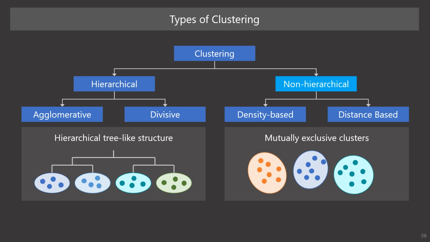Non-hierarchical clustering divides data into mutually exclusive clusters. Non-hierarchical clustering can be further classified into density-based clustering and distance-based clustering. In density-based clustering, observations are clustered based on density. In distance-based clustering, observations are clustered based on distance. In this chapter, we focus on non-hierarchical clustering, and among them, distance-based clustering.